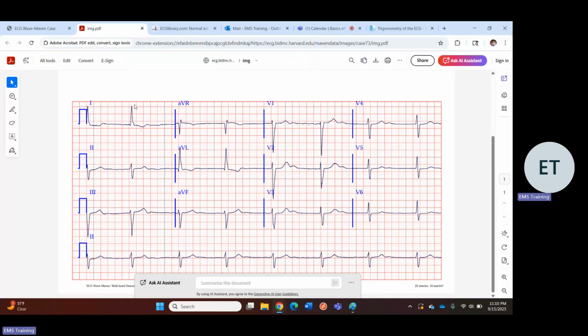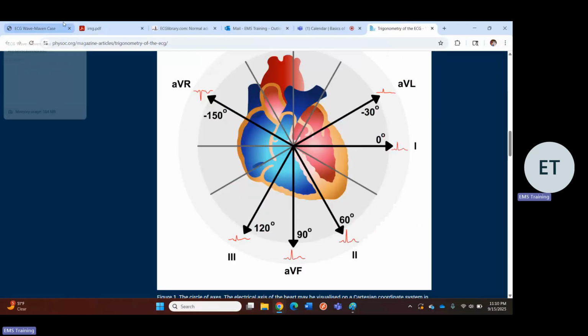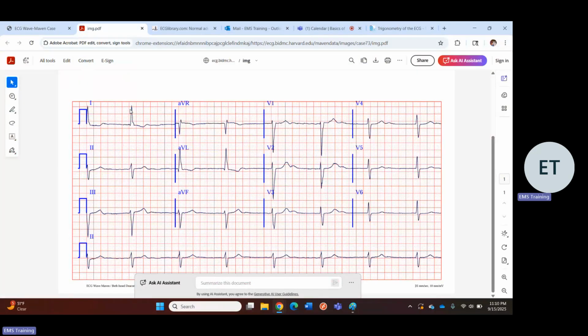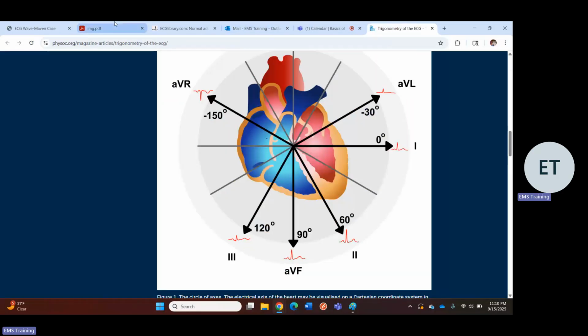Thumb up for lead 1, thumb down for AVF. Again, reference this if you want a refresher. Thumb up, thumb down. Which one's pointing up? The left side's pointing up. That's left axis deviation. That's your little cheat rule. And if you ever wanted to understand the concept, you'd come back to this.